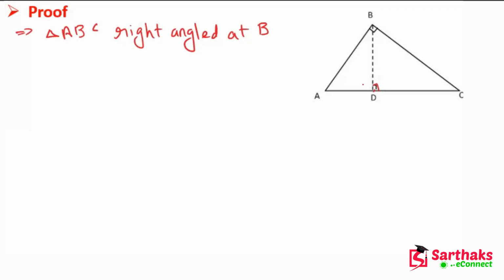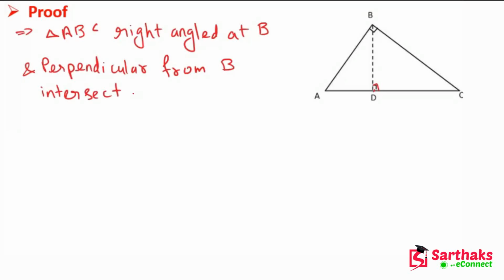So from this we can say BD is perpendicular to AC, and we have the perpendicular from B intersecting AC at D. That is, BD is perpendicular to AC.